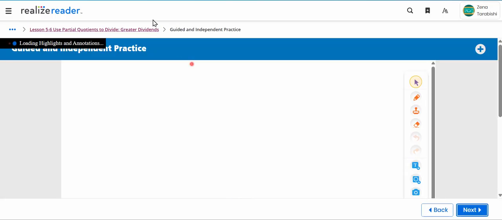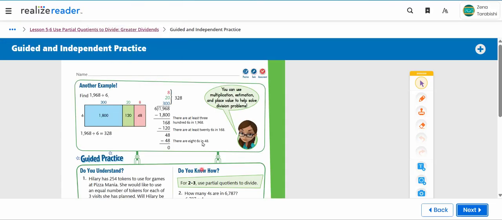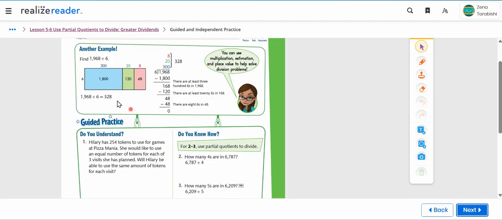Let's begin the guided independent practice. This is another example of using the area models as a way for you to solve division problems. Again, using partial quotients, and of course, estimating to get to the closest possible quotient, so that you can find when the quotient is evenly fitted, then there shouldn't be any remainders. If there is a remainder, make sure that it's less than our divisor.